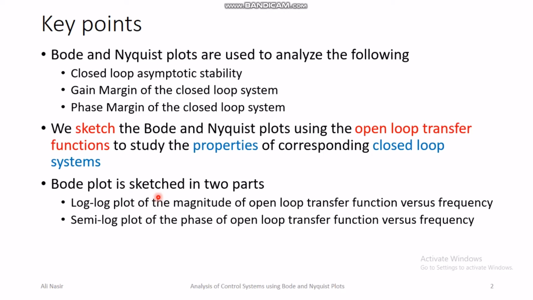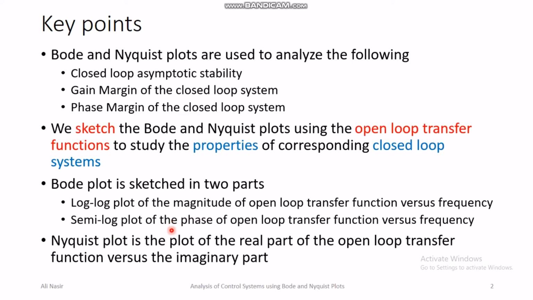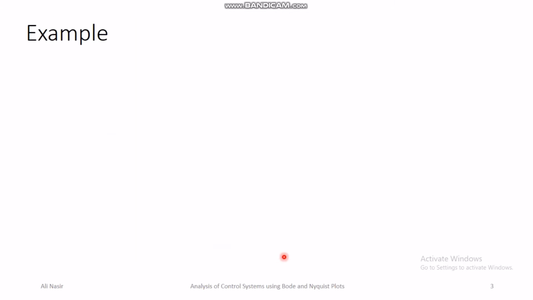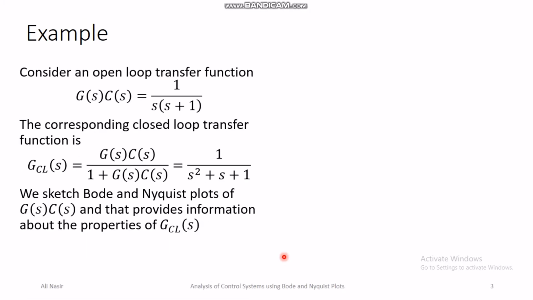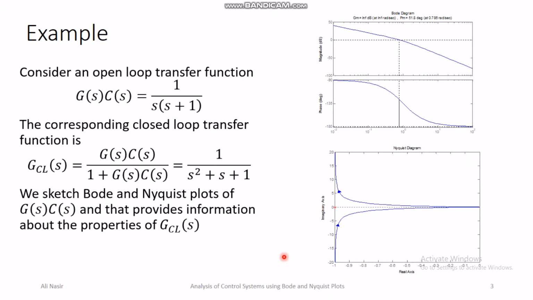Bode is sketched in two parts, log and semi-log plots. Log plots for magnitude, semi-log plots for phase. Nyquist is a single plot between the real part and imaginary part of the open loop transfer function. And we looked at examples of Nyquist and Bode plots. Here is the Bode plot and here is the Nyquist plot corresponding to this open loop transfer function, which leads to an asymptotically stable closed loop transfer function.